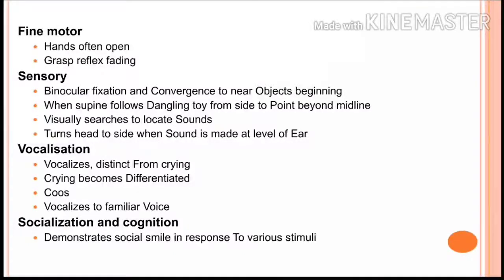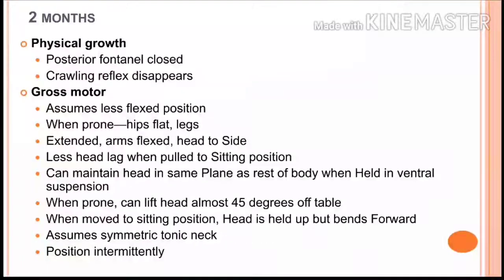Coming on to vocalization, they vocalize distinct from crying, and crying becomes differentiated. They start to coo and they vocalize to a familiar voice. In socialization and cognition, they demonstrate the social smile in response to various stimuli. So this is the growth and development of a 2-month-old child.